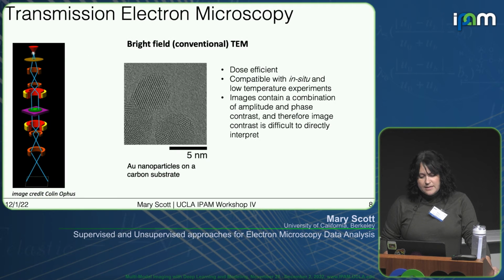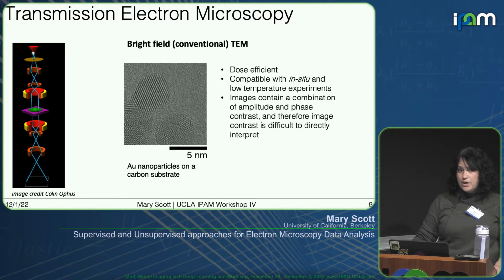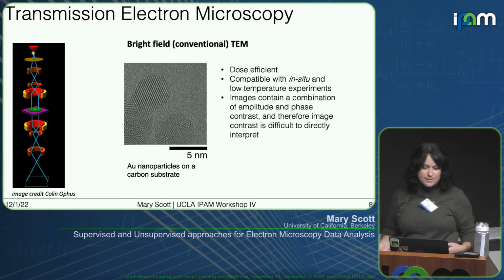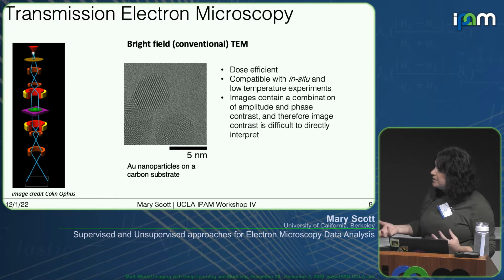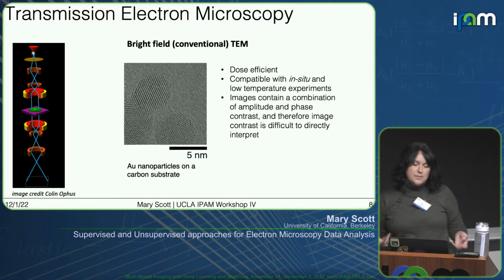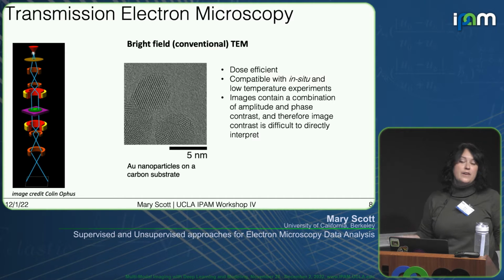One of the downsides is that these images contain a combination of amplitude and phase contrast. So the contrast in the image that's recorded on the detector is not directly interpretable. It's nonlinear, and we might not always know the degree of nonlinearity that is present. So this is a very typical image, just in case you're not familiar with looking at hundreds of these every day. This is gold nanoparticles on a carbon substrate. And one of our most basic tasks in image segmentation is going to be identifying which regions, which pixels in this image correspond to nanoparticles and which are only substrate.